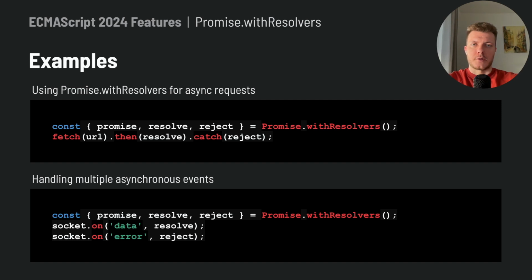Consider the next scenario with socket communication. Assign resolve and reject to data and error events, respectively. This method ensures straightforward and reliable event handling. Promise.withResolvers empowers developers in various asynchronous situations.